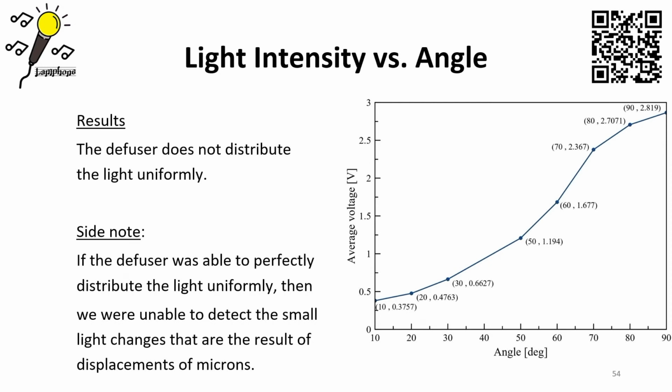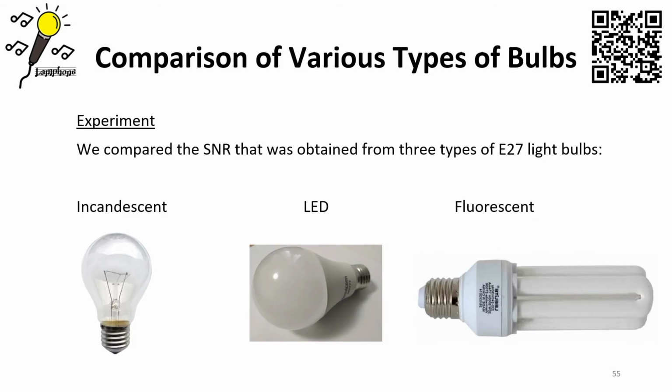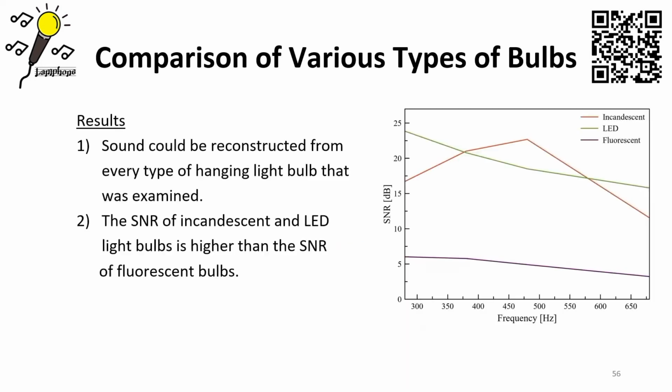So, the last experiment that we did is we tried to compare between various types of bulbs, and we compared the signal-to-noise ratio obtained from 3 types of E27 light bulbs: the incandescent light bulb, the LED light bulb, and the fluorescent light bulb. And these were the results that we obtained.